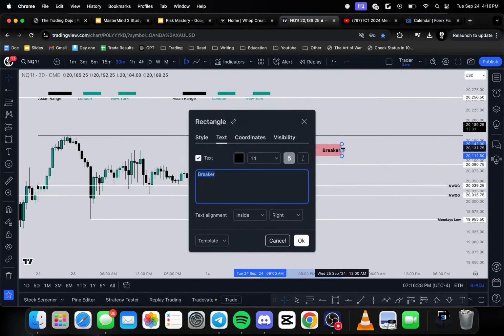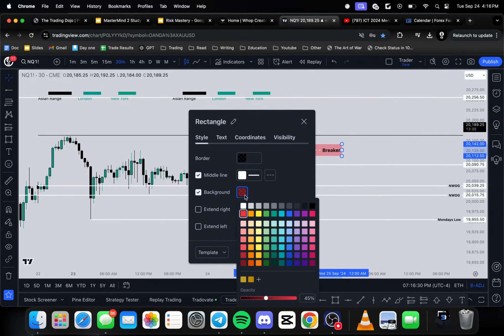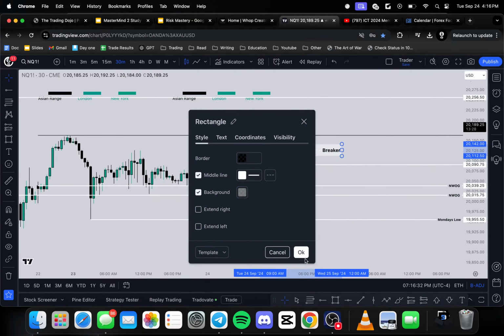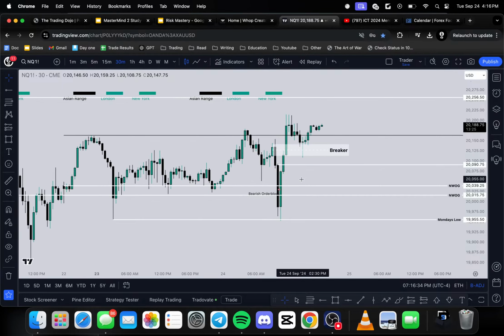If your model is breaker blocks, if that's what you look for, then you would have had your entry from breaker blocks. Everybody's model is different. You don't want to overcomplicate yourselves with everything. You just stick to your one model. If your model is fair value gaps in the discount, you would have got your trade right here. As long as you have a model, you stick to it, and you're consistent with it, patient enough to wait for it to form, then you get your entry no matter what.